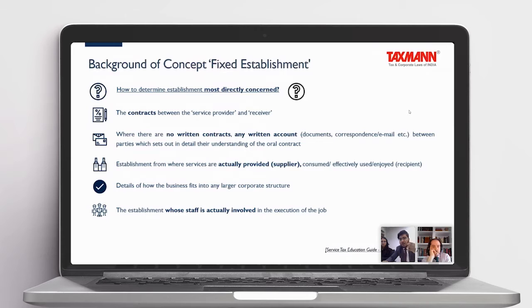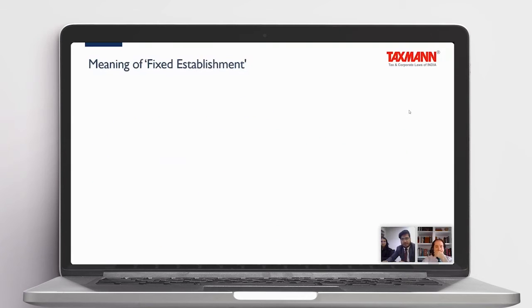You need to see whose staff is actually involved. Suppose you have staff in a different location, you have entered a contract with the HO, but actually the staff of the particular unit is involved in provision of services. So that staff would be called the most directly concerned, and accordingly billing would need to be done from that particular establishment, not from the HO, right? Okay. And how you perform the agreements is again another indicative factor.